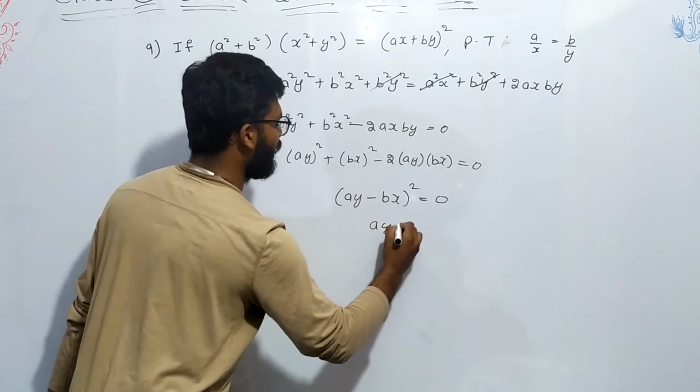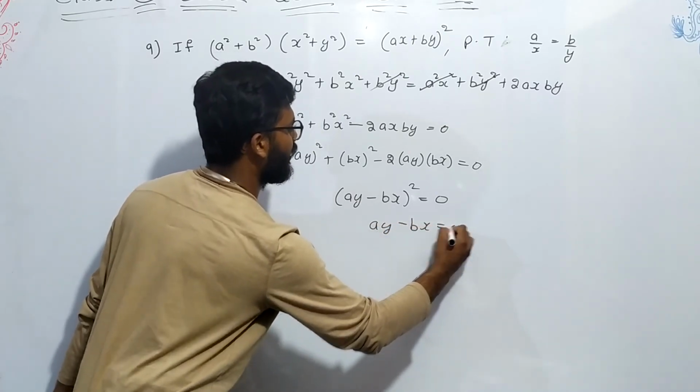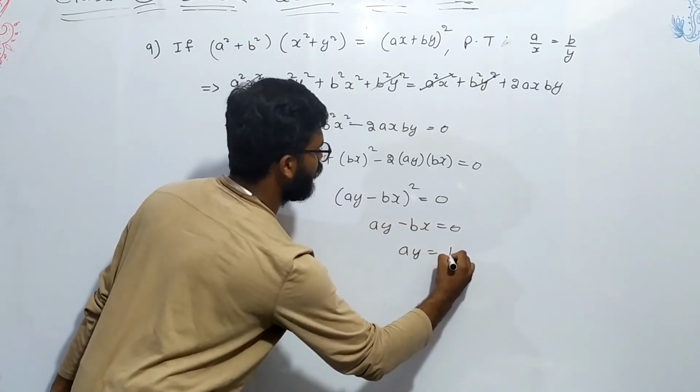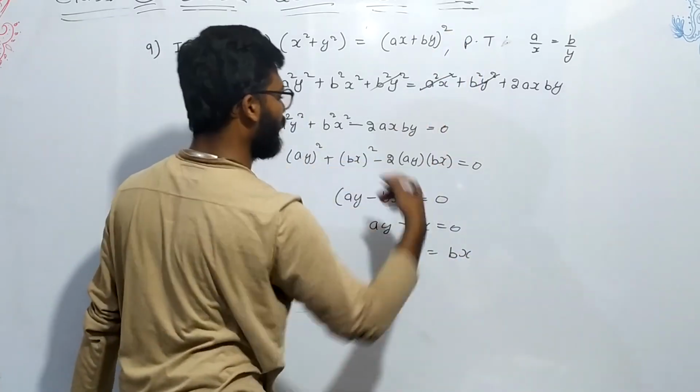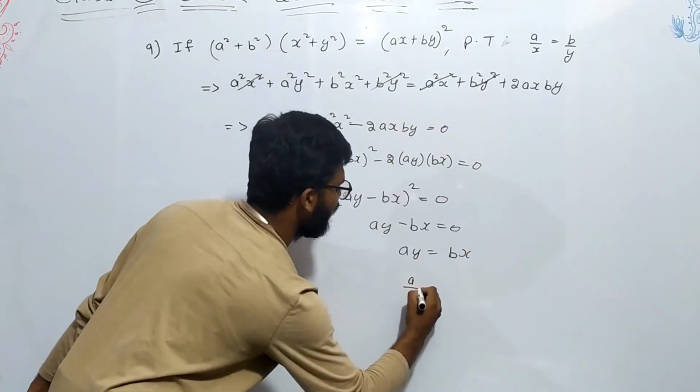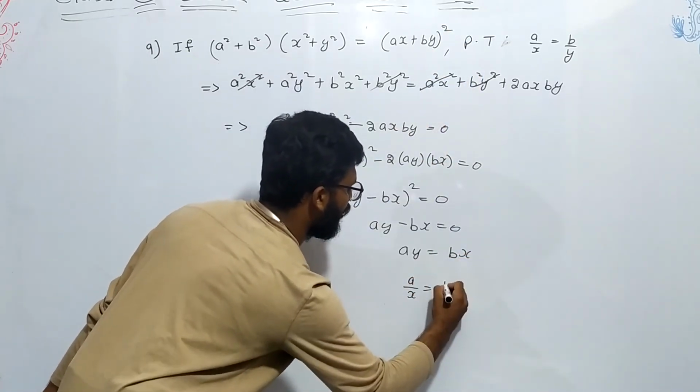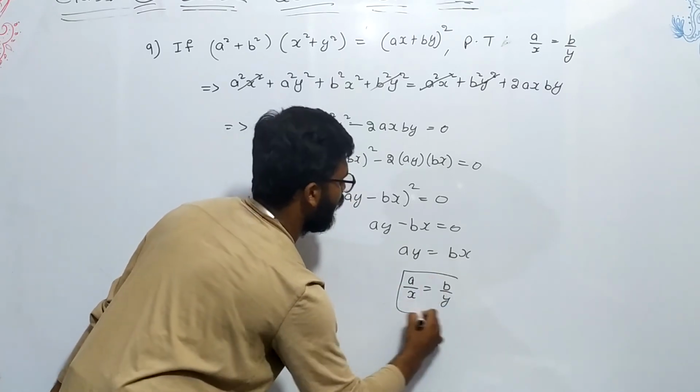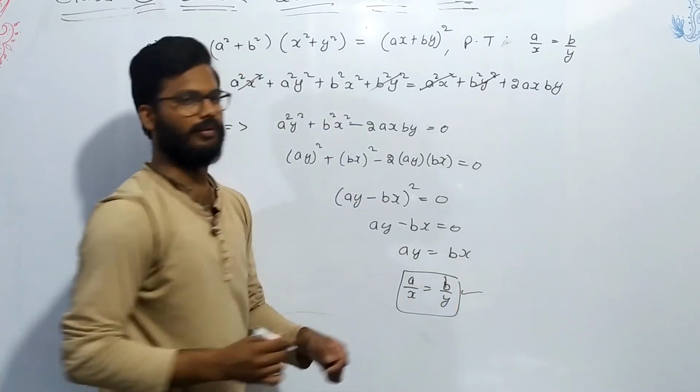So ay minus bx is equal to 0. That implies ay is equal to bx. So what do I need? a by x, right? So I can write a/x is equal to b/y. So it is proved.